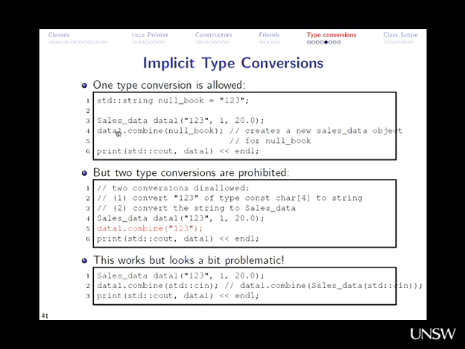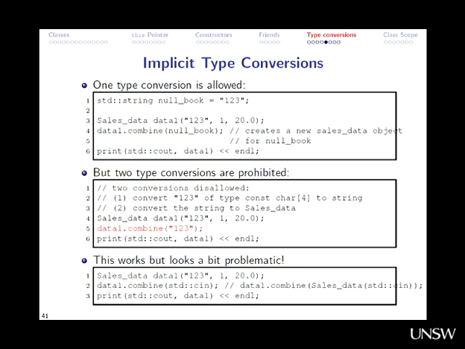We can say data1.combine(nullBook), because nullBook is a string. Even though that combine is not taking in a string, that combine, which is down here on line 17, is taking in a const sales data object. This works. You horrified yet? Okay? You're surprised.